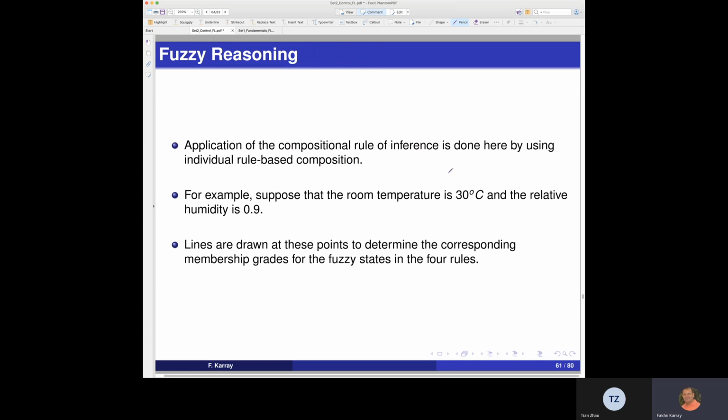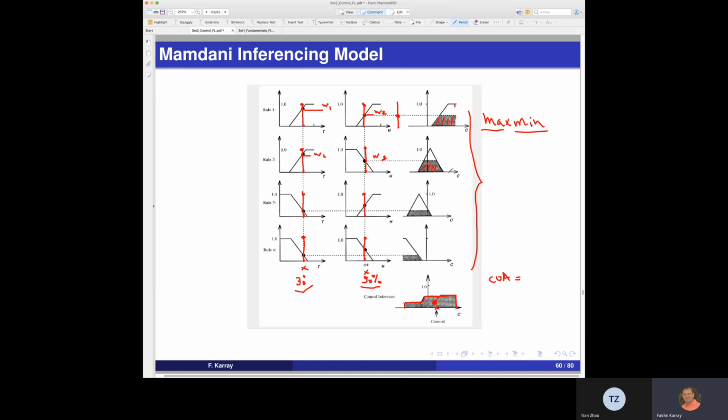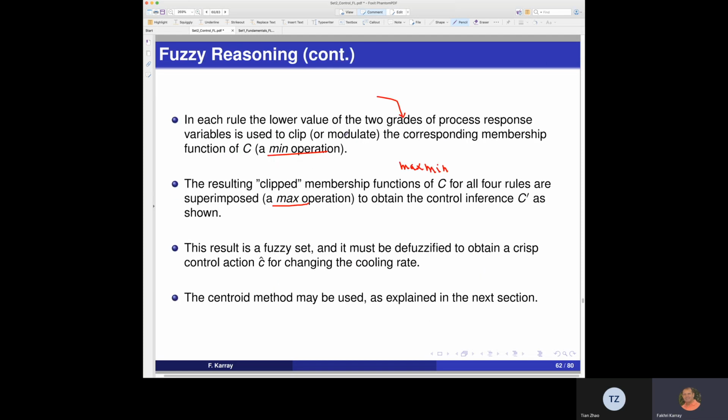So the aggregation is a max operation. Max operation for all these particular types of rules. Okay, and the min is the min of the omega 1 and omega 2 for each one of the rules. So that's the description. This results in a fuzzy set, and it must be defuzzified to obtain a crisp control action.